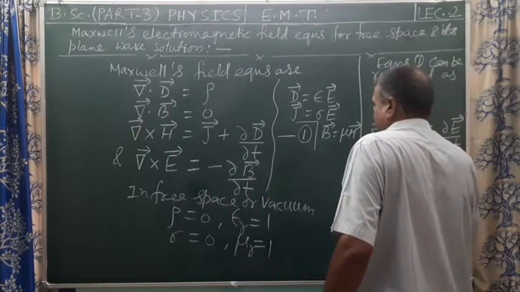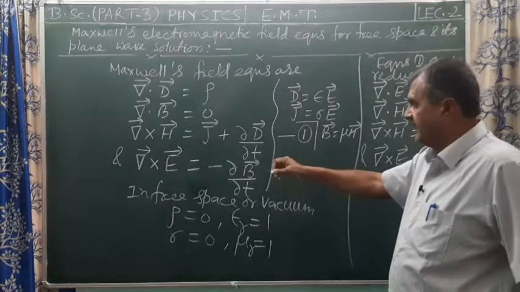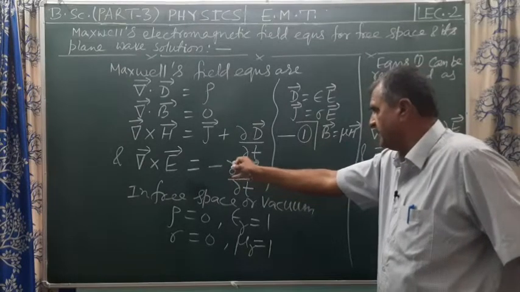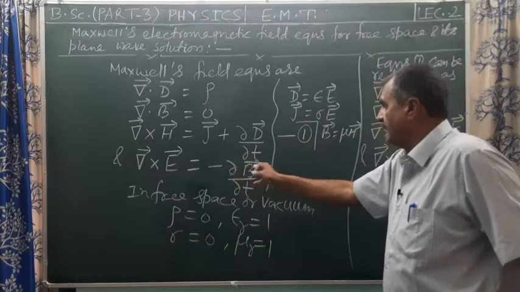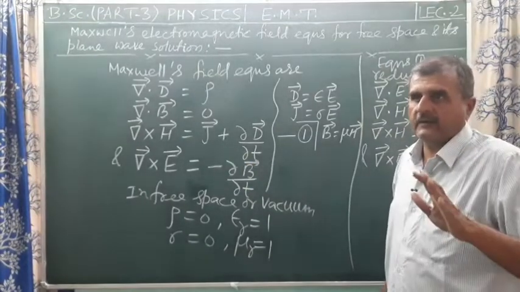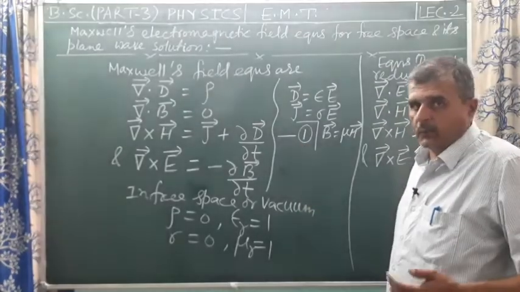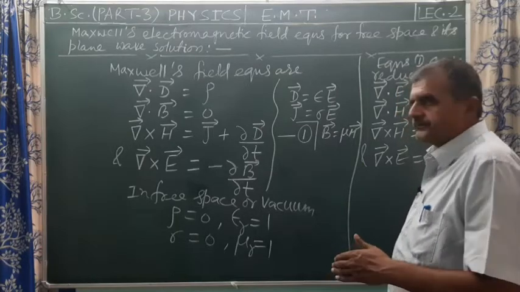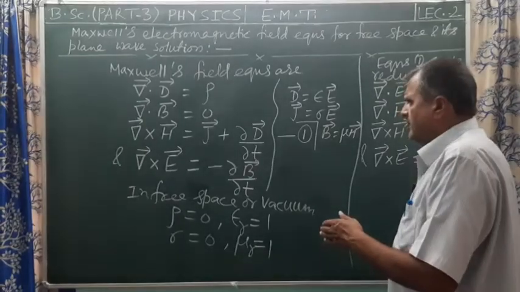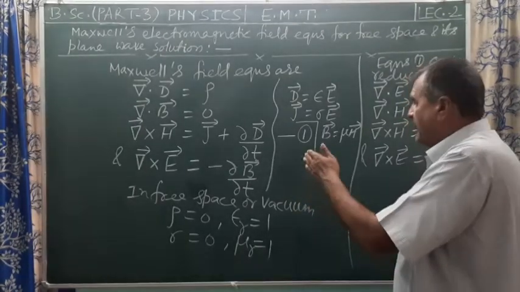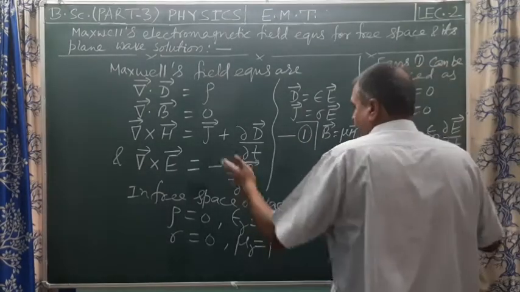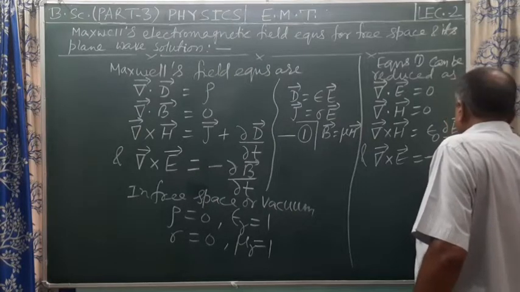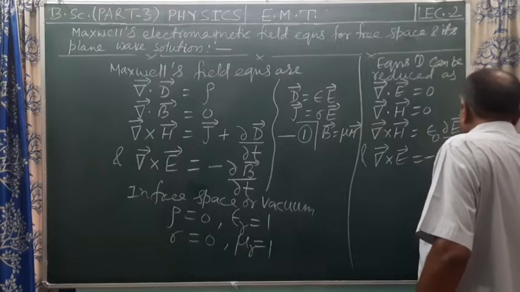curl E equals to minus del B upon del t, and B is related to magnetic field intensity as B vector is equal to mu naught into H vector. Therefore mu naught comes out of the partial differentiation, mu naught is constant, so minus mu naught del H vector by del t, B is replaced by mu naught into H vector in free space. So equation 1d, that is Maxwell's fourth field equation, reduces to curl E is equal to minus mu naught del H vector by del t. So we can write del vector cross E vector, curl E, is equal to minus mu naught del H vector upon del t, and this is equation number 4.